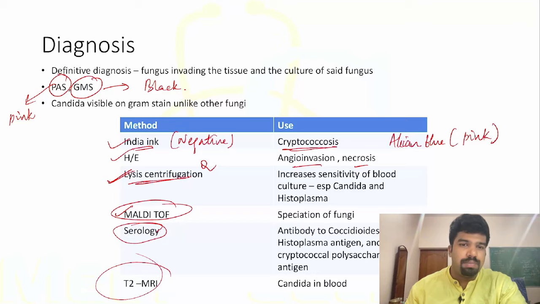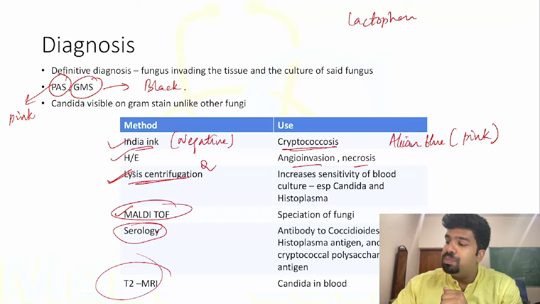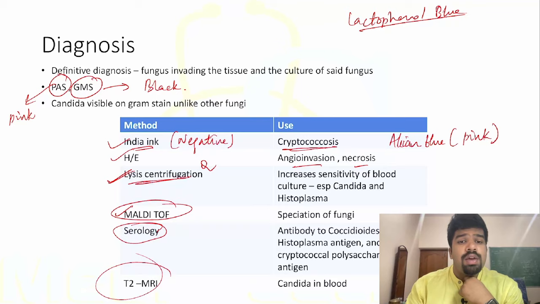Okay, so these are the most important points that you need to know. Apart from this, if you have cultured a particular fungus, post that culture you want to identify morphology, the best stain is lactophenol blue. This is present in your supplement, so please note down that lactophenol blue is one of the stains to stain post culture identification.